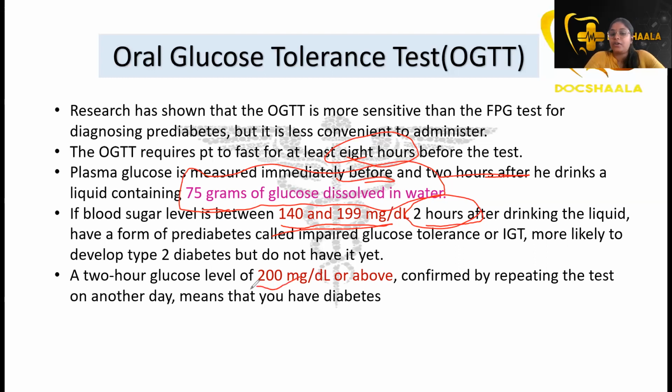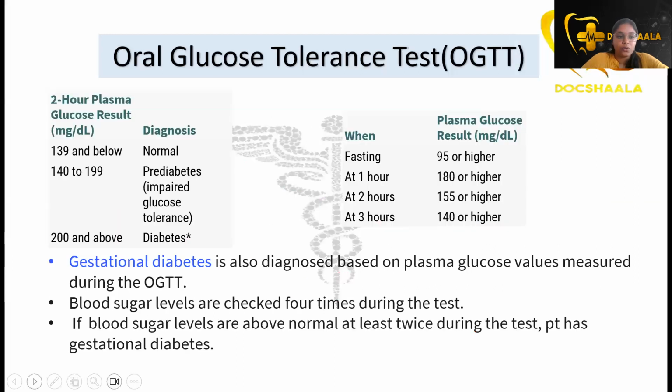And 2 hours after it, if he is having 200 milligrams per deciliter or above, then diabetes is confirmed. So here you can see the table: 139 and below is normal, 140 to 199 is pre-diabetes, 200 and above is diabetes.